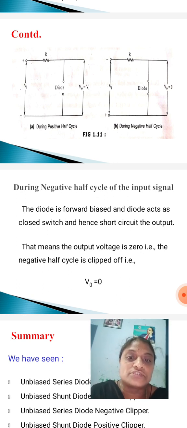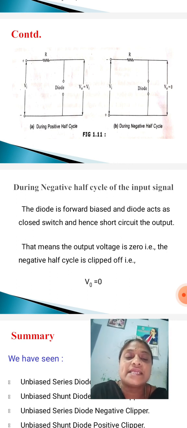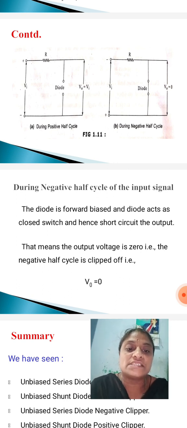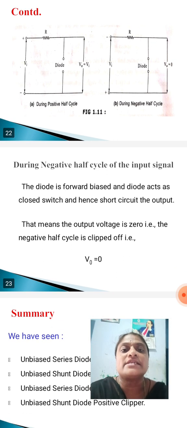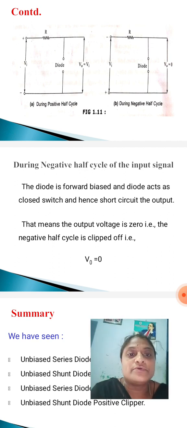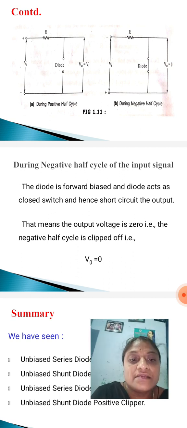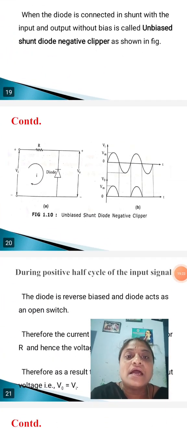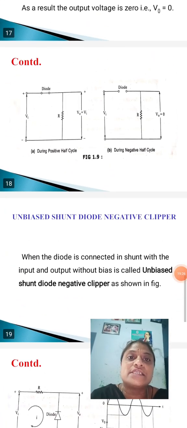So the negative half cycle is clipped off. Therefore, the output voltage is 0 in the negative half cycle of the input signal, and the output signal is clipped off. This is nothing but the unbiased shunt diode negative clipper.